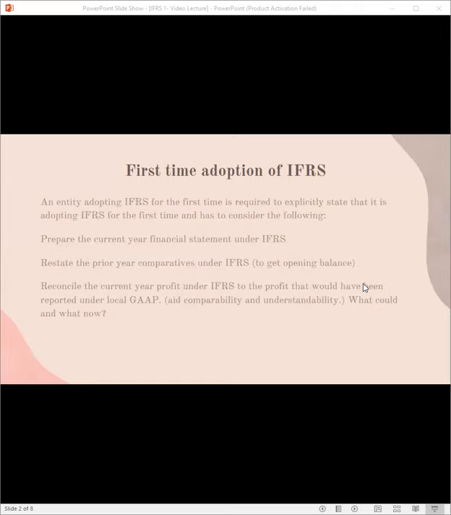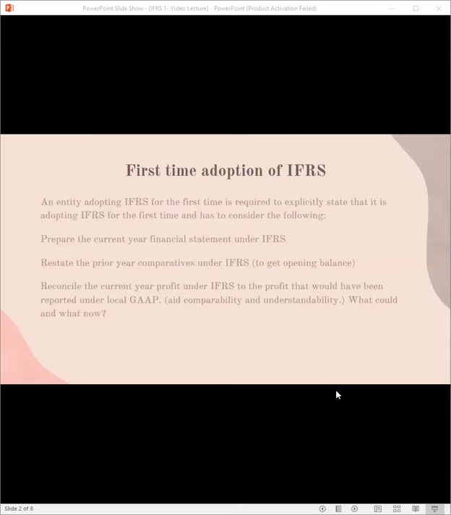Now, apart from these two, the company is supposed to reconcile the current year profit under IFRS to the profit reported under GAAP. Meaning, now in the current year under IFRS, I have made a profit of $10,000 million. I should also, as a company, try and calculate my profit under GAAP. So this way, I will be able to understand what is the profit that I'm getting when my statements are prepared under GAAP, and what is the profit that I'm getting when my statements are prepared under IFRS.